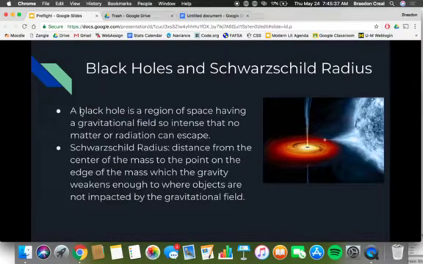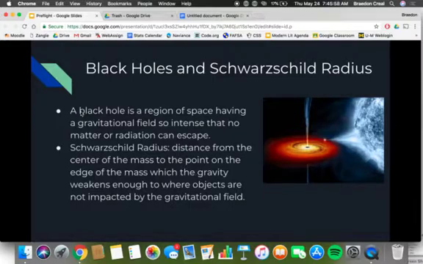A black hole is essentially a large mass which causes a region of space having a gravitational field so intense that no matter or radiation can escape. Meaning, a region where there's a massive object that creates a gravitational pull that stops even light from escaping.